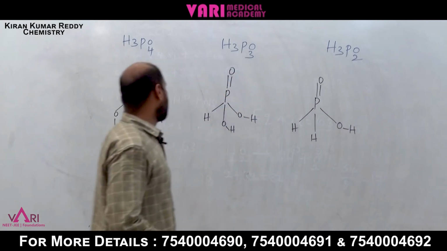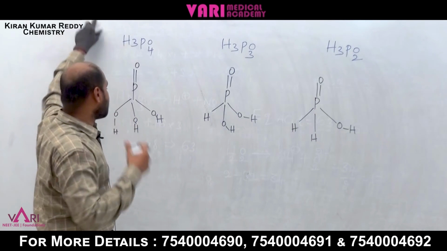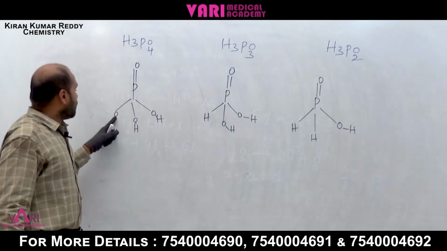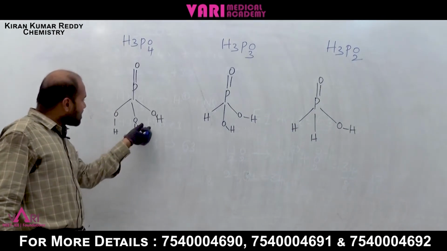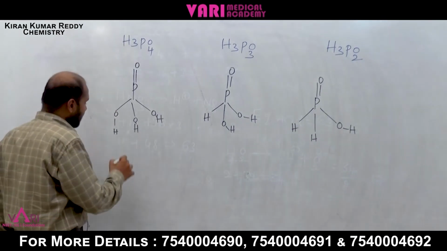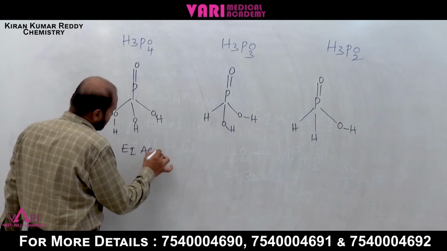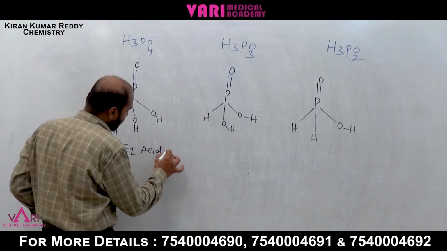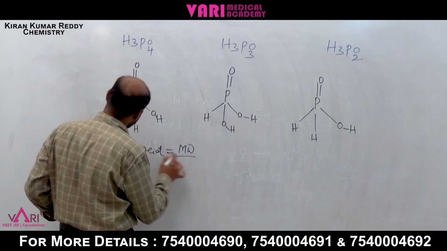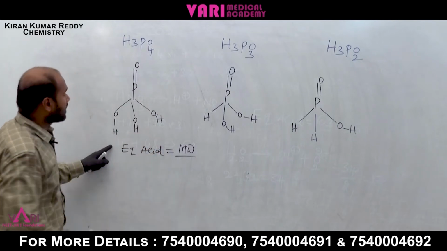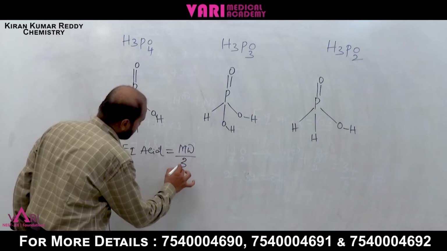Now write the phosphorus oxy acid. Here in this structure, how many hydrogens are joining with oxygen? 1, 2, 3. Three hydrogens are joining with oxygen. Now what is the equivalent weight of the acid? The equivalent weight of the acid is equal to the molecular weight by the number of hydrogens joining with oxygen, which is 3.